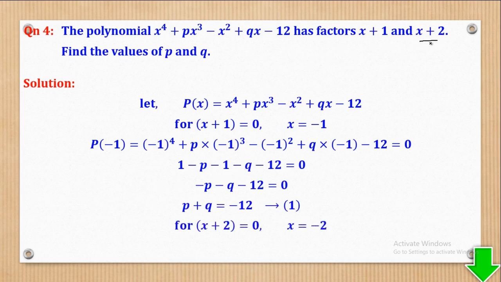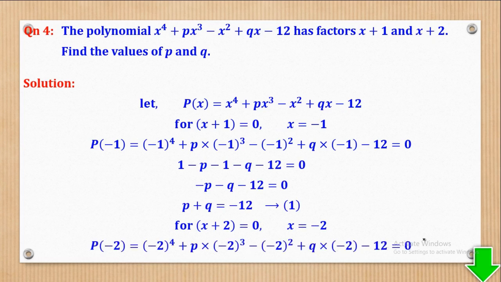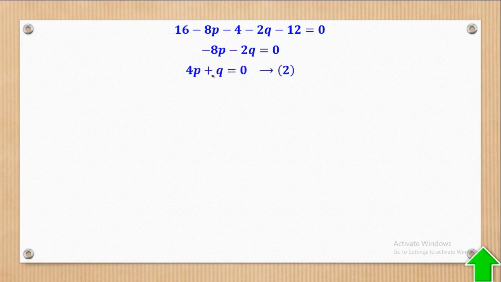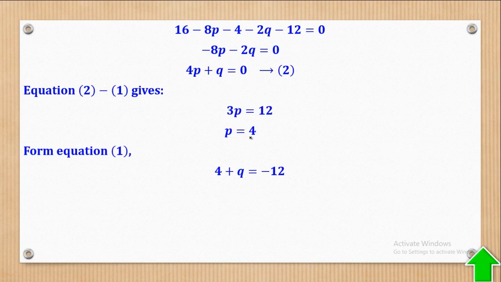Then for this one, they said it's also a factor. Therefore, p negative 2 will be equated to 0. So I also have to simplify. So when I simplify, I'll come up with that, and therefore equation 2 will be that. So these are two equations and two unknowns, so I'll solve them simultaneously. Now equation 2 minus equation 1 will give me 3p equal to 12. Therefore p will be equal to 4. And from equation 1, substitute for p to get the value of q as negative 16. And that's what they wanted.